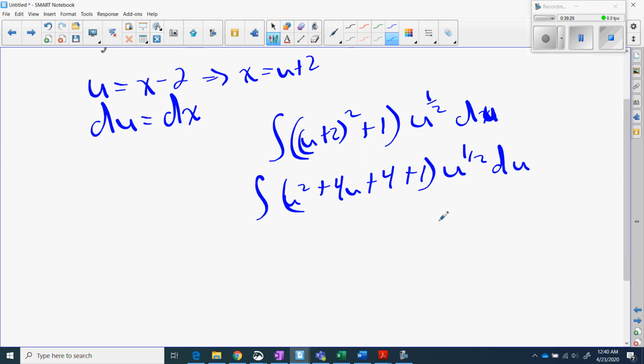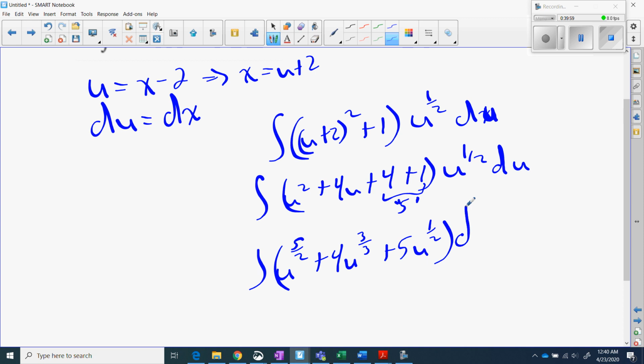And then I'm going to distribute, like we did in one earlier example, the u to the half into each of these. And it will be u to the, so this is 4 over 2 multiplied by 1 over 2. So you add the exponents, it's 5 halves. Plus 4u, this will be to the 2 over 2, add 1 over 2, 3 over 2. 4 plus 1 is really just a 5 times u to the half, so that'll be plus 5u to the half. And then I've got my du at the end.